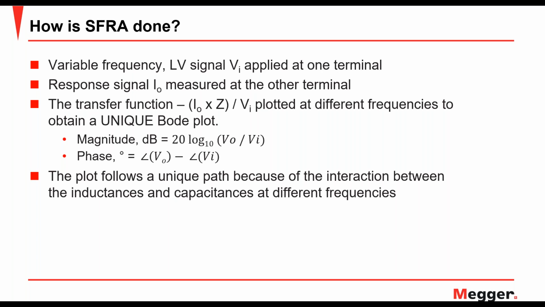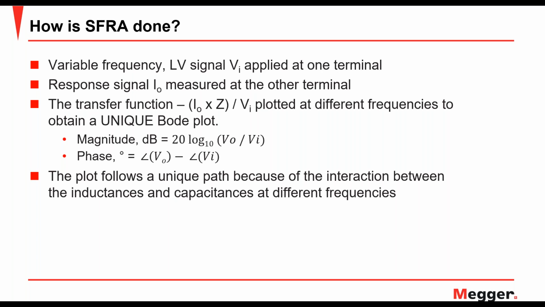So we have the input signal and we have the response signal, and we plot the ratio of the output to the input signal. It's essentially the transfer function of that model. And that transfer function is plotted at different frequencies. It's a variable frequency signal. The magnitude remains constant at 10 volts peak to peak, but the frequency varies between 20 hertz to 2 megahertz. So it's a very wide frequency range, and in this range, multiple measurements are done at different frequencies.